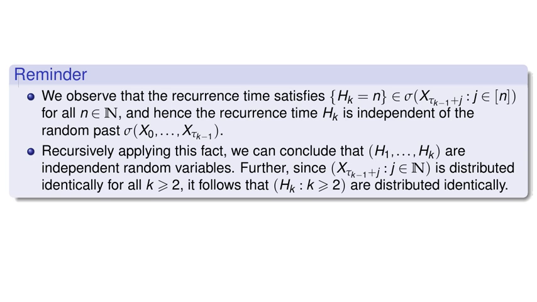Recursively applying this fact, we can conclude that H₁ through H_k are independent random variables. Further, since X_{τ_{k-1}+j} for j in ℕ is distributed identically for all k greater than or equal to 2, it follows that H_k for k greater than or equal to 2 are distributed identically.